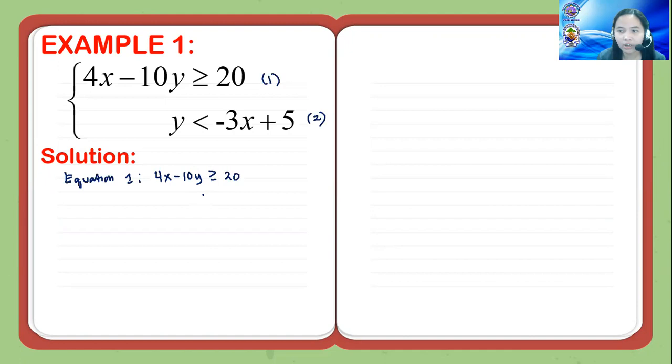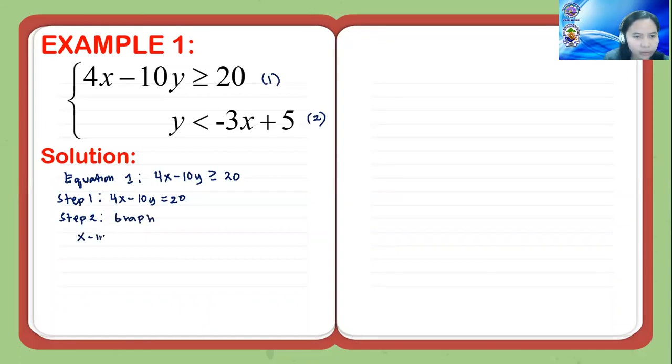For the meantime, let's identify first the x-intercept and the y-intercept. Okay? So again, step 1 is you have to replace. We have 4x minus 10y is equal to 20. And then step 2, you have to graph. Okay? So we will now graph. Before that, let's determine the x-intercept and y-intercept. X-intercept, we will just write x-intercept and then y-intercept.